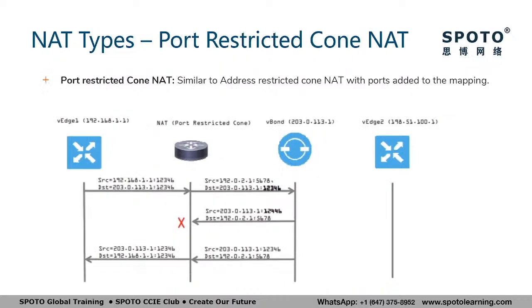The third one is port restricted cone NAT, similar to address restricted cone NAT with ports added to the mapping. When the mapping conversation started, it had a specific port. Only a conversation with this port attached will be allowed. Otherwise, it is denied. This is port-restricted cone NAT.